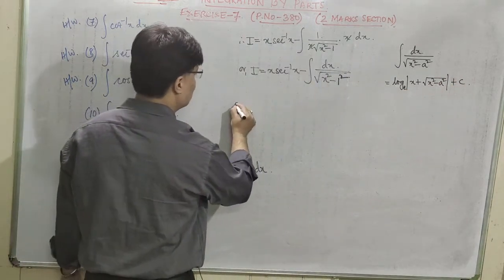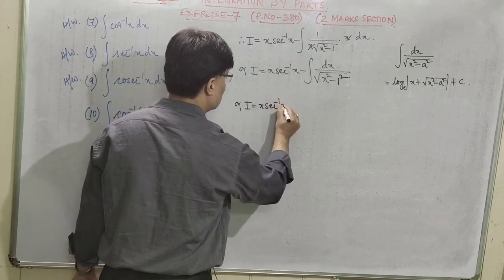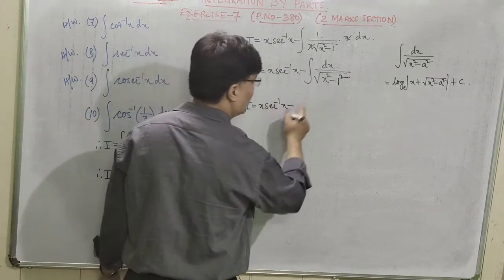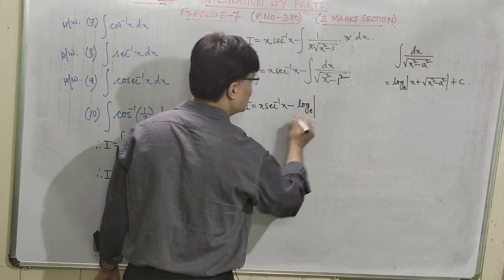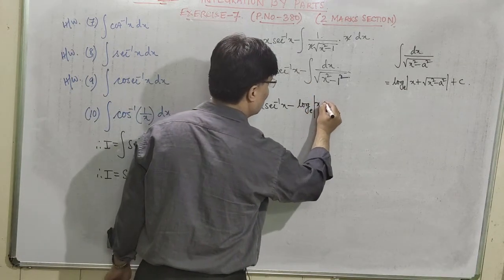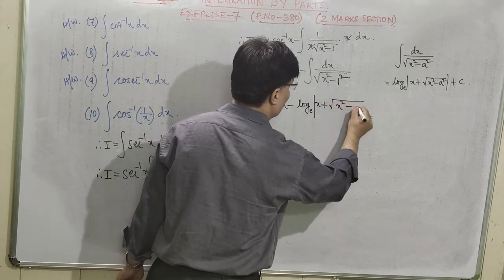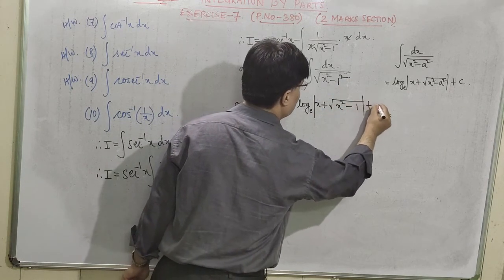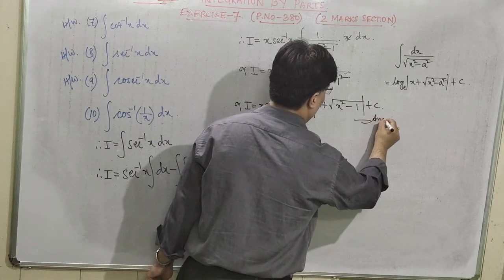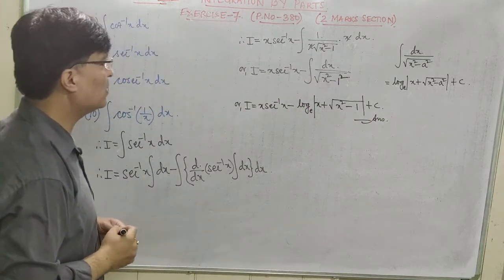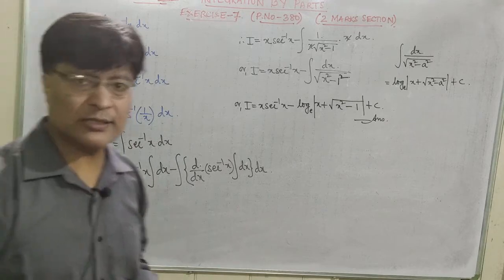So let us write it here now. I is equal to your x sec inverse x minus, what is the formula in this case? This is the fifth standard form. Log within mod, the base is e. What is x here? It is x plus root over, what is x square minus a square here? x square minus 1 square is 1, mod sign closed, plus c. So this is the final answer. I think you have understood it. Okay, so you can copy it. Now we'll do the next question.